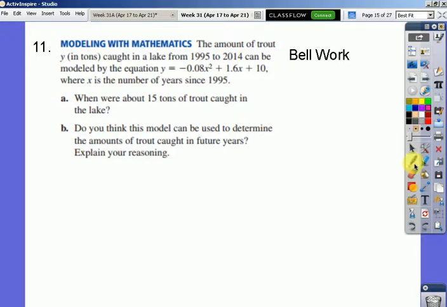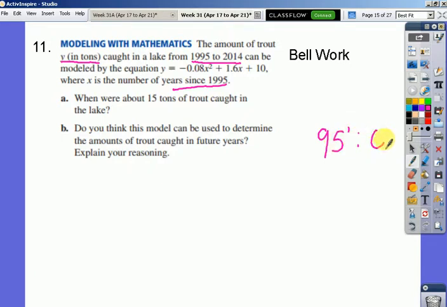So in other words, I know, first of all, that my units have to be in tons, and what y represents, that amount in tons, from 1995 to 2014. This is incredibly important. This is the part that often messes people up. 1995 is my base year. When I'm looking at the number of years since 1995, I have to think of it this way.